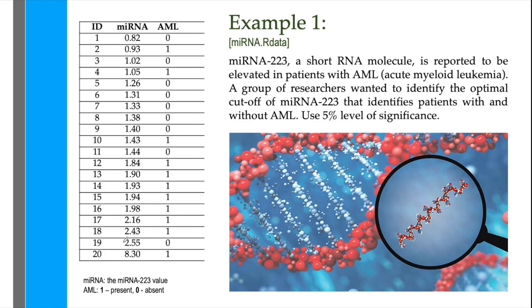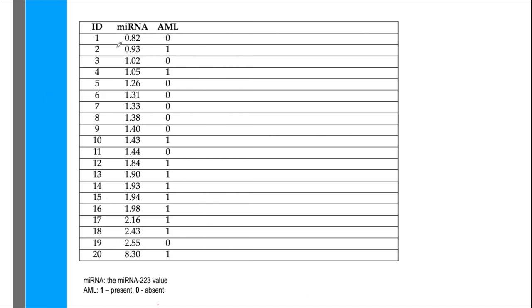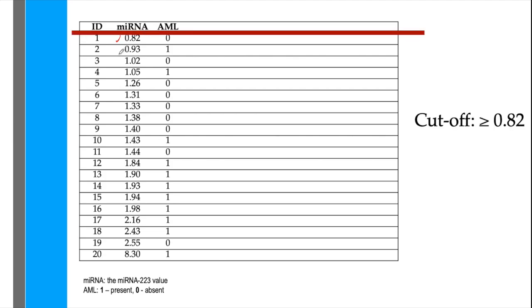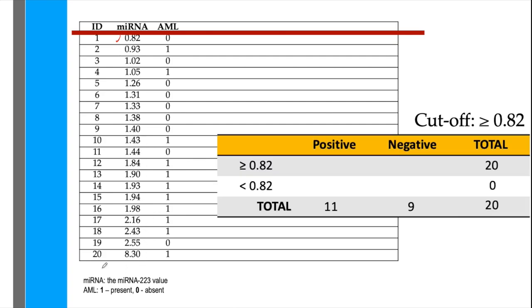We're going to identify the optimal cutoff, or in other words, the best cutoff that will separate those patients with AML and those patients without AML. To identify the best cutoff, we're going to make use of each value as a possible cutoff. And to determine if it's the best one, we're going to compute some measures of accuracy. So we're going to start with the first one, in which the cutoff is greater than or equal to 0.82. Using that cutoff, we know that all these patients have microRNA-223 of greater than or equal to 0.82. That's why this is 20.